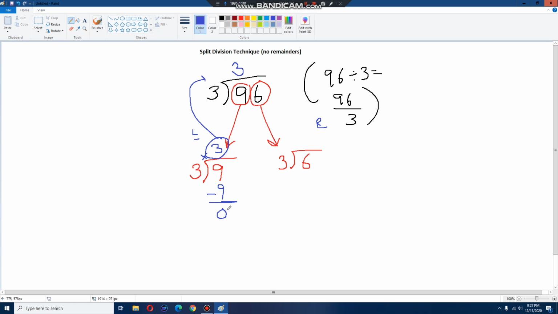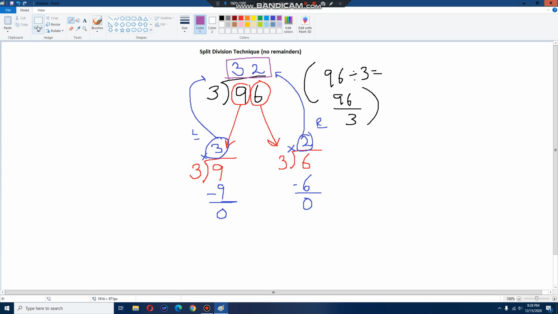Now, you see that there's 0 remainder. That means there's no number that is homeless, no number that is friendless. So you just hop over to the next division house. 6 divided by 3. So 3 multiplied by some number is equal to 6, and that is 3 times 2. You subtract these two numbers and you get 0. Since 2 is part of the answer, you plug it on top of the 6. And there we go, the final answer: 96 divided by 3 is 32. And that's how you do the basic split division technique.